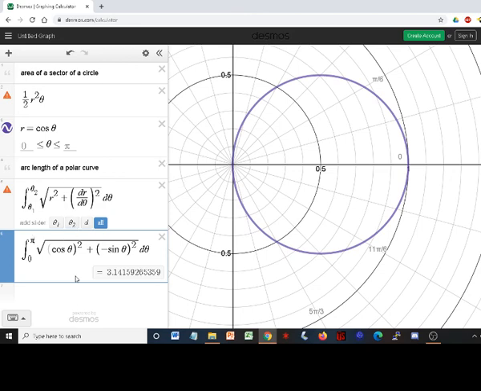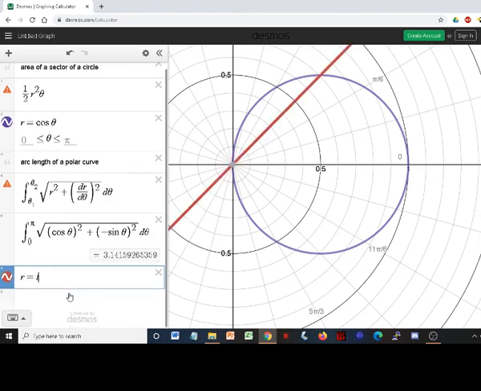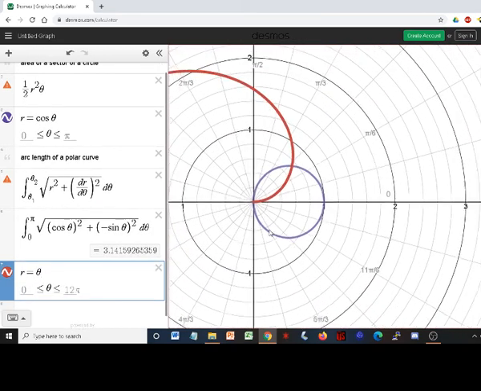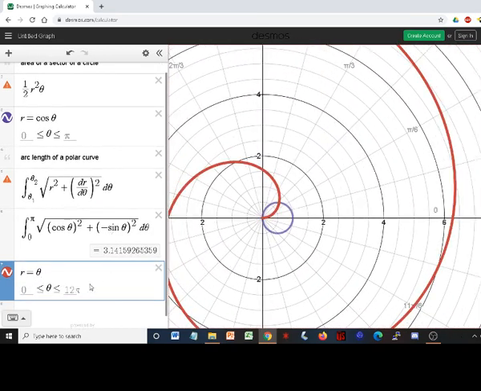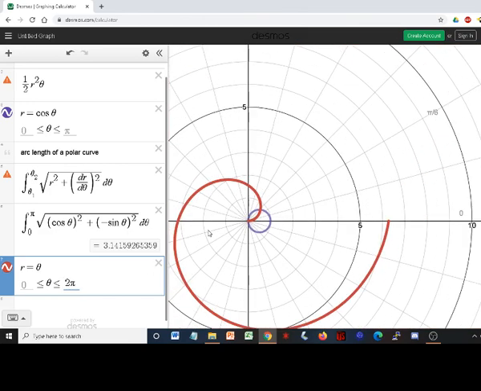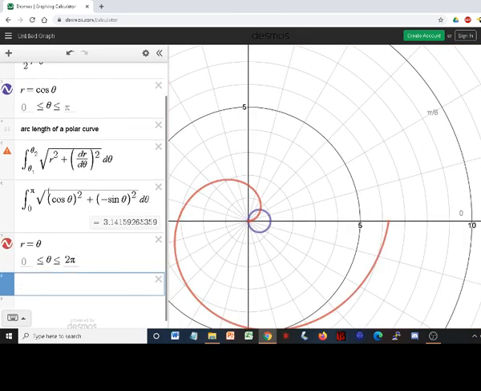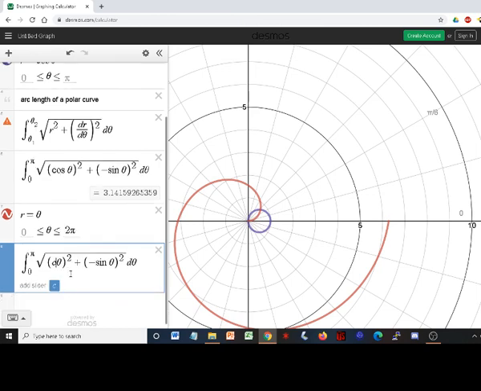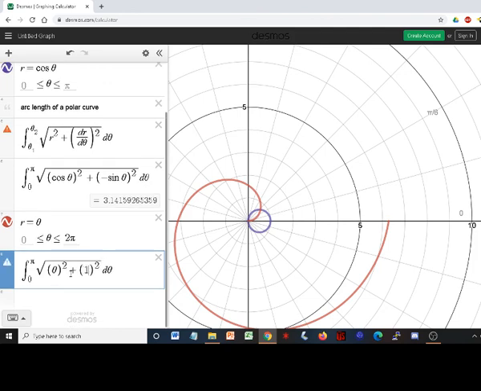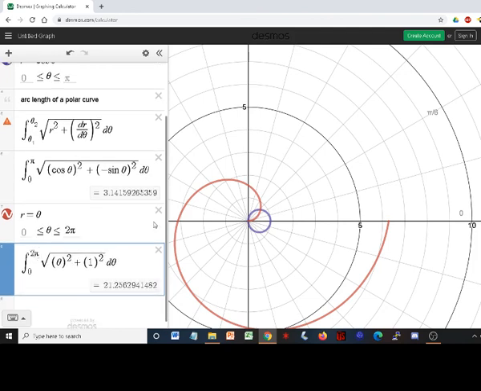Let's do one more so that you get the idea for that. r equals theta was another spiral we're looking at. Let's do 0 to 2 pi for this one. Let's just go to 2 pi. How long is that curve? Well, it would be the same idea as this, but theta is the function and the derivative is 1, except I'm asking to go to 2 pi, so I would get this answer. By the way, that's a trig sub yet again.